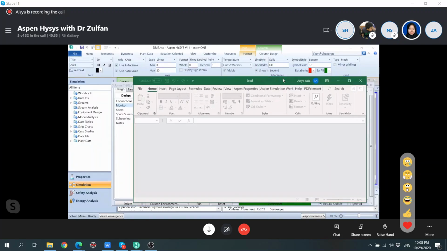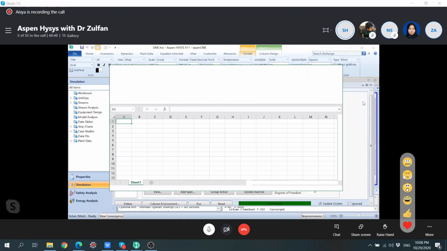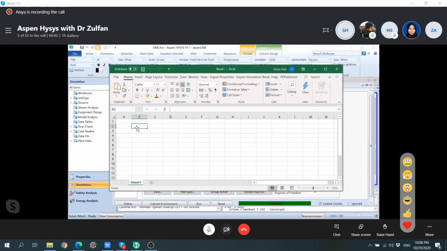Here you can put the number of stages, then the feed location, then the reflux ratio, and then the reboiler duty. Click home. The number of stages, reflux ratio, and reboiler. Because in this case, the condenser is very cheap. It's cooling water. And add as well, in between B and C, the feed stages.